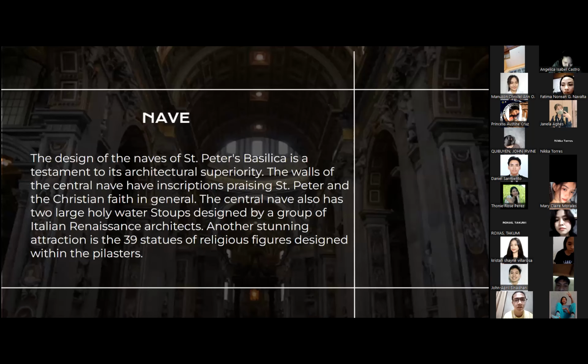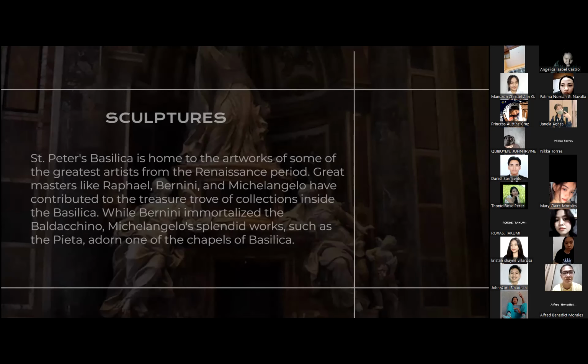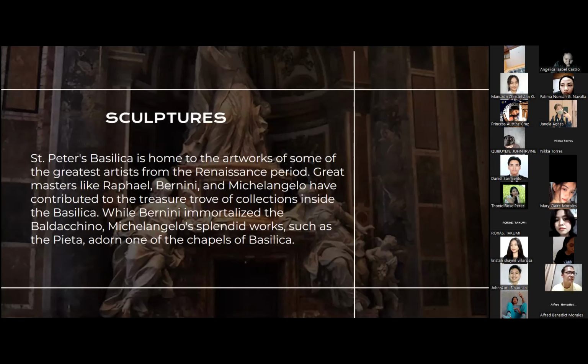Nave. The St. Peter's nave is 90 meters long, 26 meters wide, and 44.5 meters high. It consists of 4 bays, which are divided by pairs of marble pilasters, 25 meters high. Between each pair of pilasters are 2 niches, which house statues of sainted founders of religious orders. Next slide po.